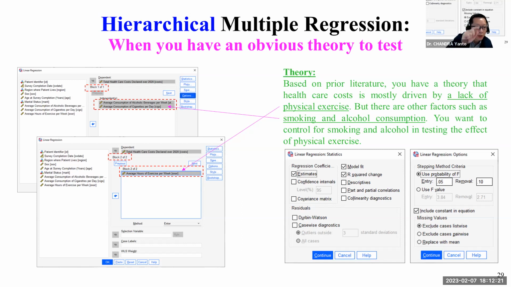And this is called block one. So you enter your dependent variable, enter your independent variables in SPSS. That's called block one. And you click next, and you enter the next one, the average hours of exercise. So that's block two. And you choose the statistics and choose the estimates. An important part is the R-squared change. And for the options button, you want to use the probability of F, and your entry is 0.05, and you remove when they are bigger than 0.1. Right, so that's how you instruct the algorithm, and it will spit out the results.